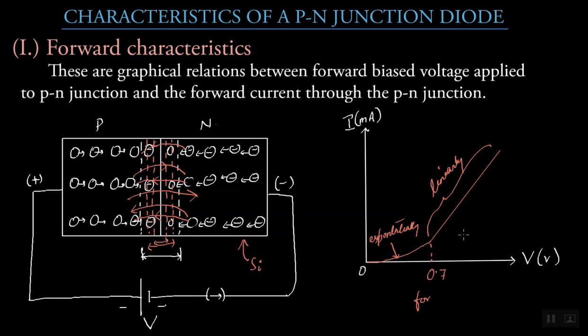A very important point to note here is this part of the graph. This voltage, 0.7 volt, beyond which the graph becomes linear and below which the graph is exponential. This is called the knee voltage. Okay, so this is the forward characteristics of a PN junction.